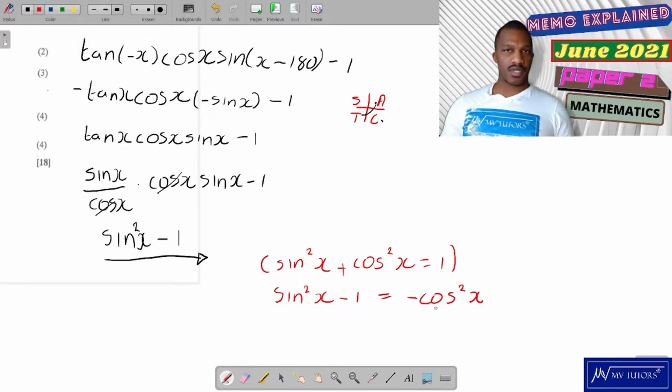If you thought this, then you are right, because that is actually our final answer. Our final answer is equal to, let's go back to black, minus cos squared x. That's our final answer right there. That's it. Okay, let's go check the next question.